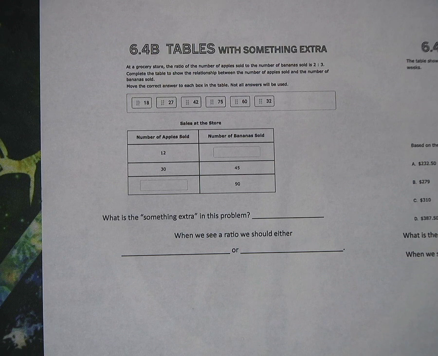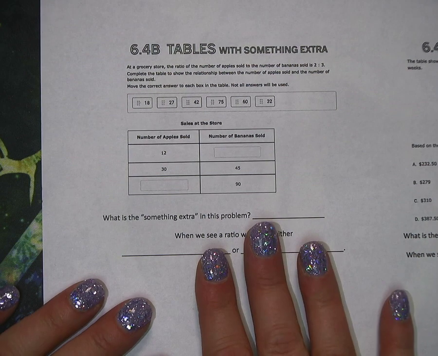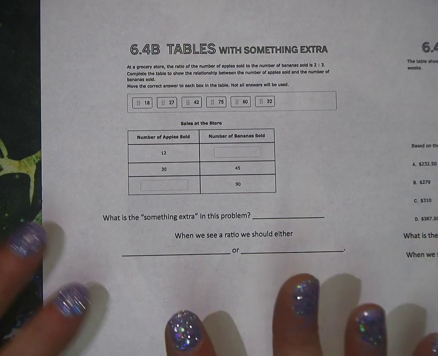And this is 6.4b tables with something extra. So this video is really going to focus on a topic we've already learned, and it's going to just show you what to do when you see a question like this on the STAAR test.